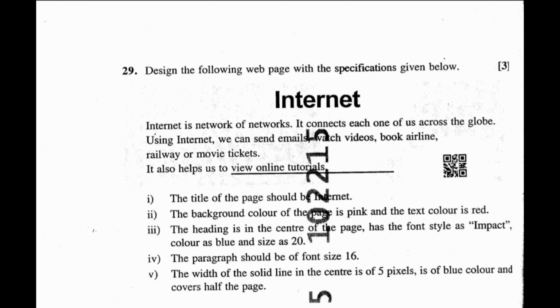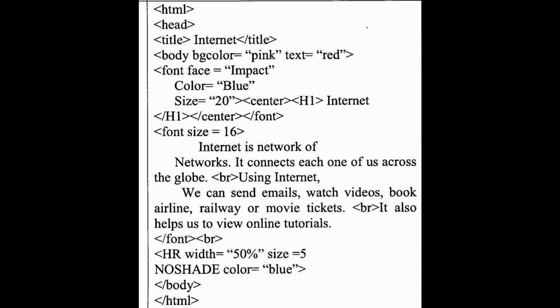Question 29. Design the following web page with the specifications given below. 1. The title of the page should be Internet. 2. The background color of the page is pink and the text color is red. 3. The heading is in the center of the page, has the font style as Impact, color as blue and size as 20. 4. The paragraph should be of font size 16. 5. The width of the solid line in the center is 5 pixels, is of blue color and covers half the page. Answer is given here. Please pause the video and see the answer.